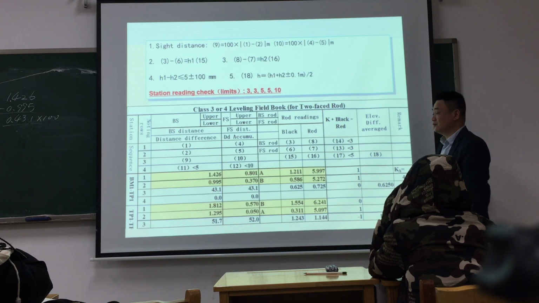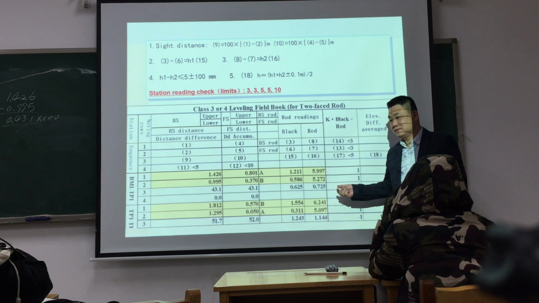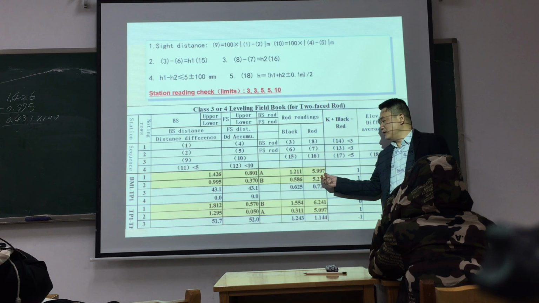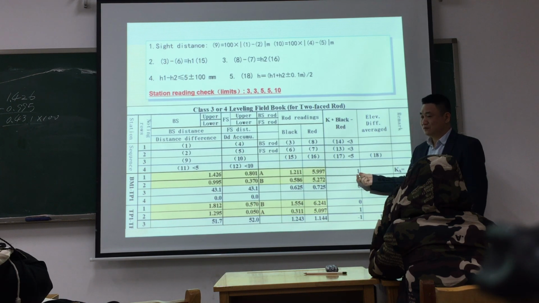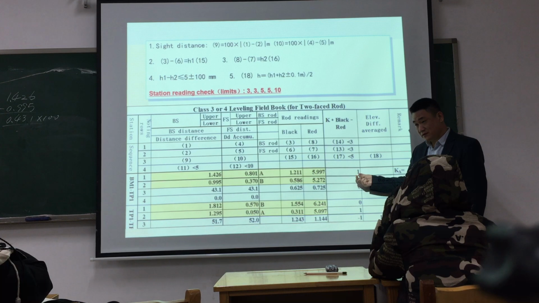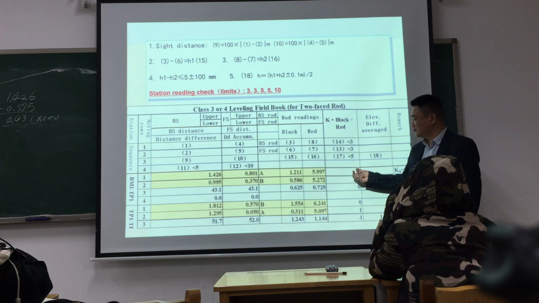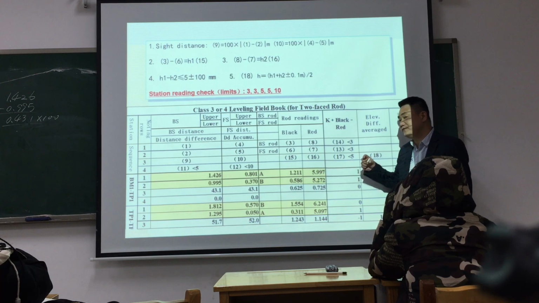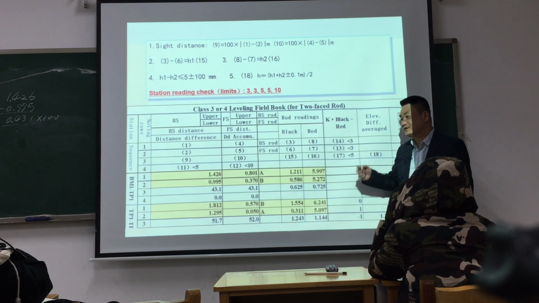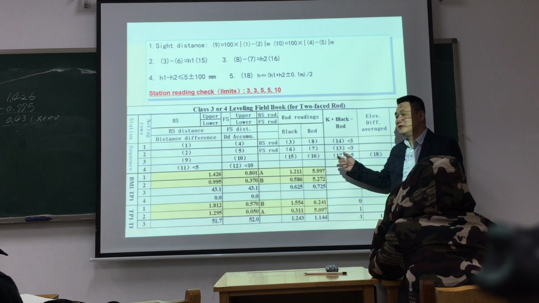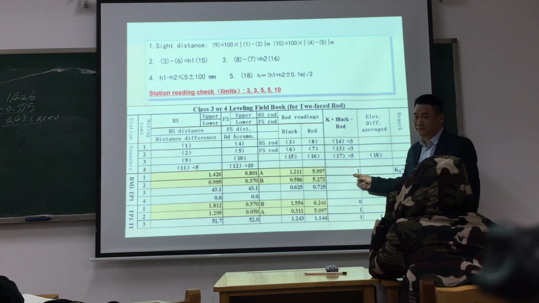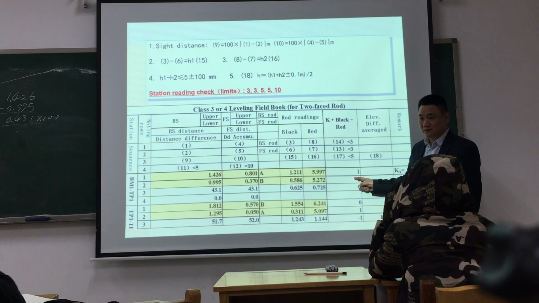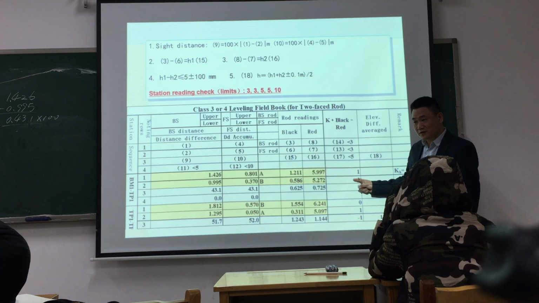Here 1211 plus 4787, the result is 5998. So 8 minus 7 is 1 millimeter. This 1 millimeter means the difference of reading of the staff between black face and red face. It should be less than 3 millimeters.